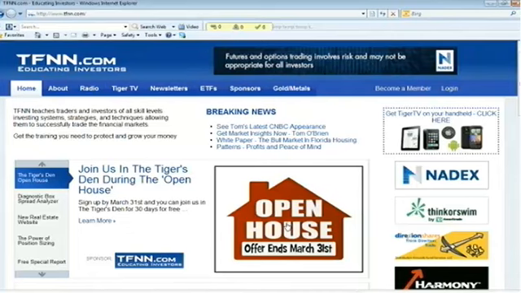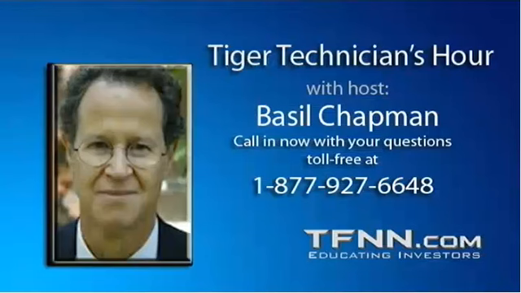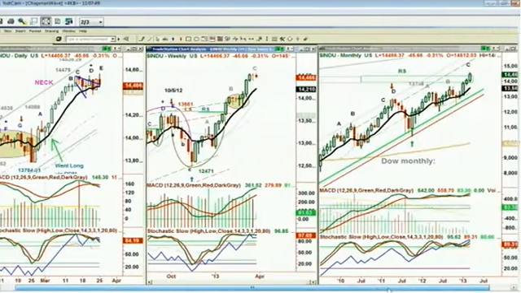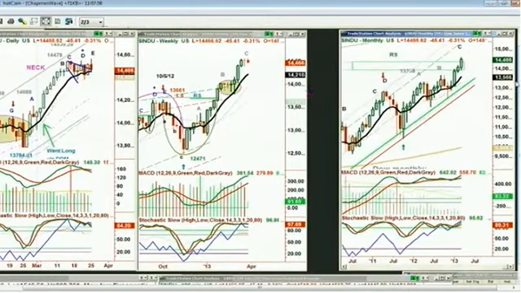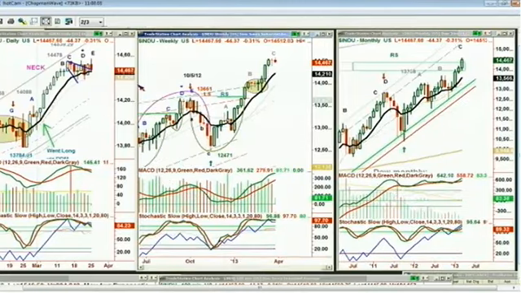If you're looking at the charts right now, the one on the left is always the daily. The one in the middle I'm pointing to is the weekly. The one on the right is the monthly chart. And what did we do today? I gave a very lengthy presentation to my subscribers to discuss what we would be doing today under certain circumstances.